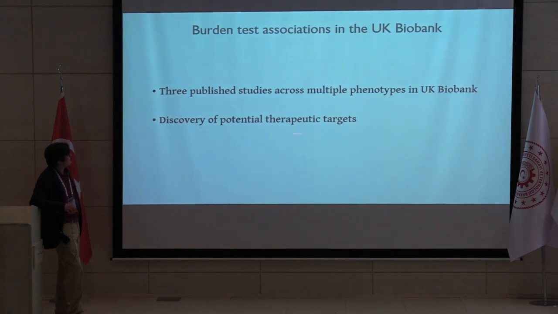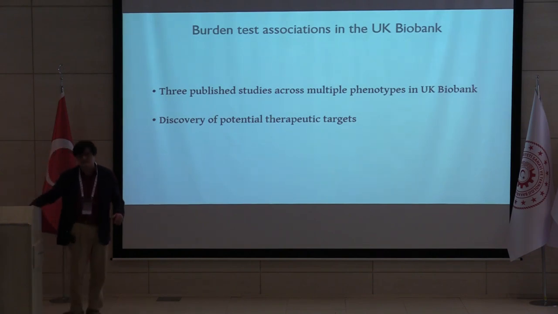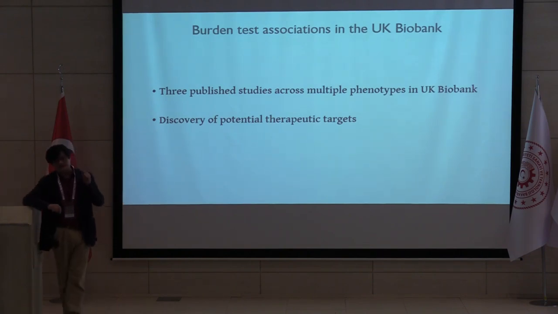And why are people interested in this test? People are interested in this test because it provides a practical, direct route to therapeutic targets. So if you're a pharmaceutical company, the classic work to find a target for therapeutics is you're finding a pathway, you have a gene, you're running a whole bunch of experiments, and then you look at the human genetics, and you're saying, oh, maybe this gene is important.